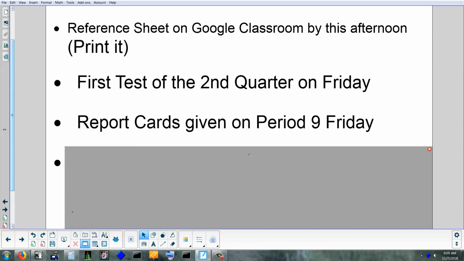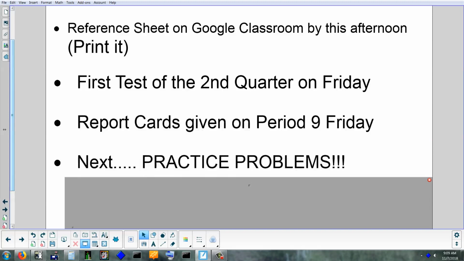Report cards, guys. Whenever you have period 9 on Friday, that's when you're going to get them. All right? It's up to the teacher how they want to do it. Some give them out at the end. If you have a test, they may give them out after the test. As long as we get them to you by the end of the day at 2:40. The teacher may give it at the end, the middle, I don't know. It depends on who you have.